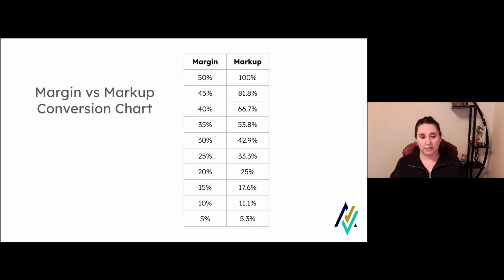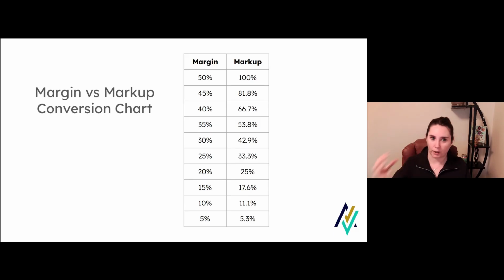This is a great side-by-side view of the difference between margin and markup. If we go down to the very bottom, we have our margin starting at 5% and our markup is at 5.3%. Again, they're very similar, but where you can get into huge trouble is when you are talking about higher markups. Markups are always going to be larger than your margin because your selling price is higher than your cost.